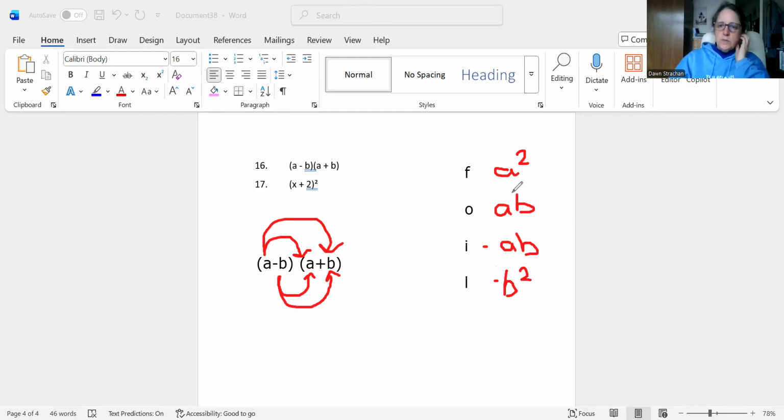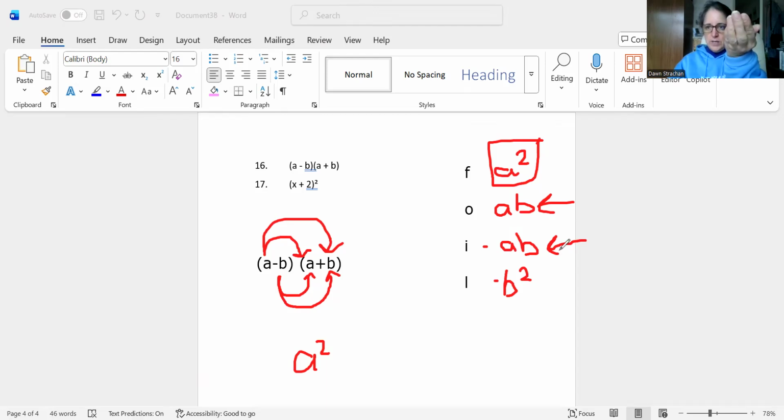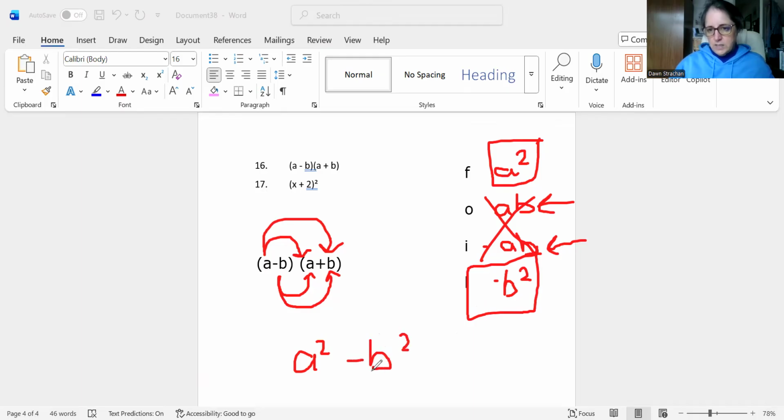Okay, and then we come to simplify it. So I've got an A squared, so we'll pop that in. And then I've got an AB here, take away AB here. So I had an AB and then it was taken away. So actually they just cancel each other out. And so then I'm left with a minus B squared on the end. So my answer for this one is literally just A squared minus B squared.